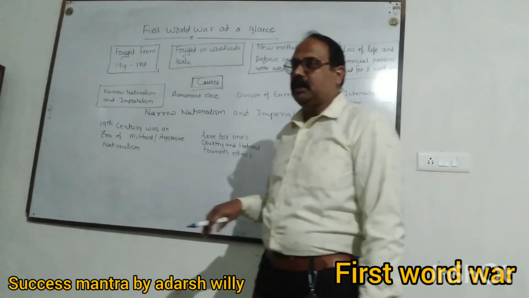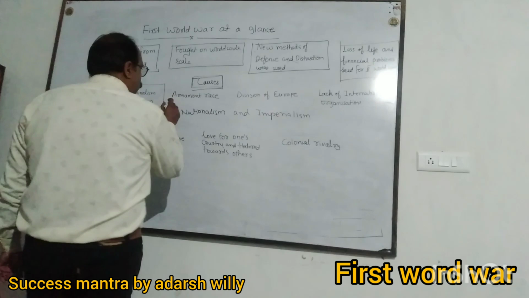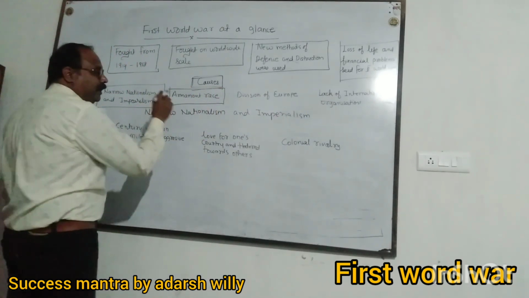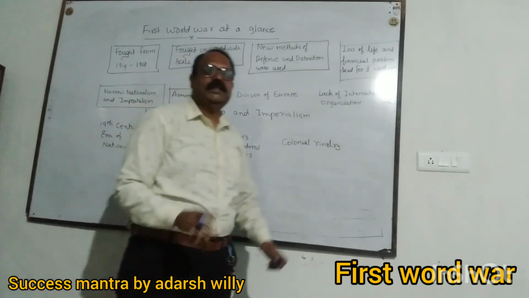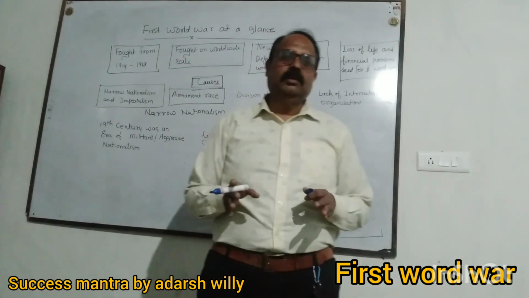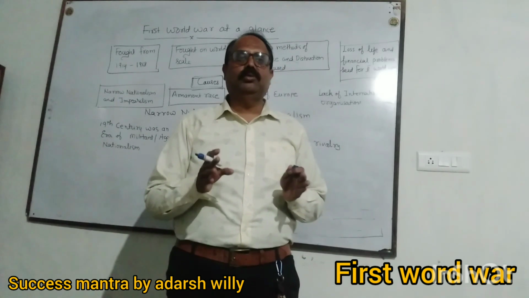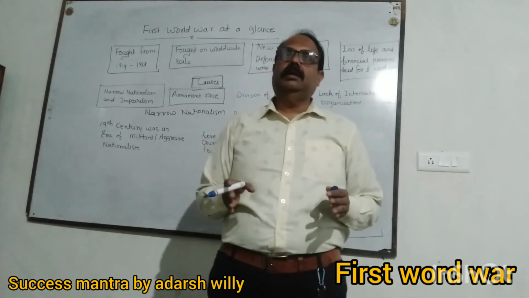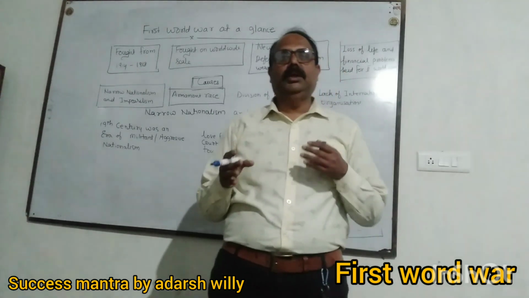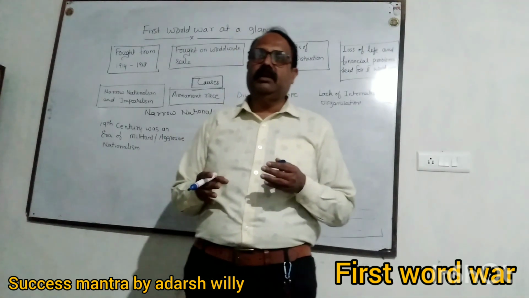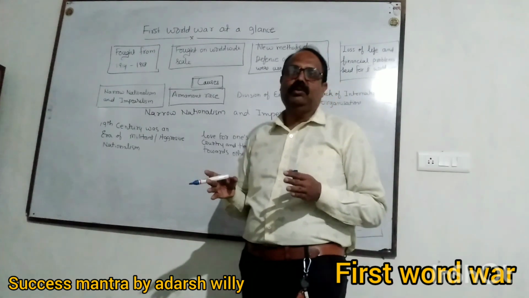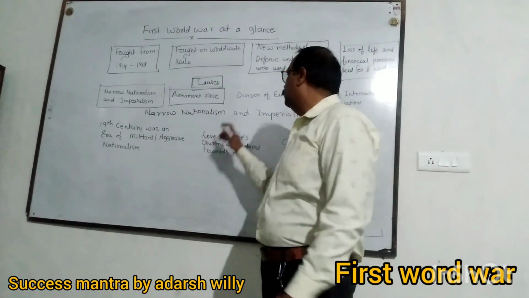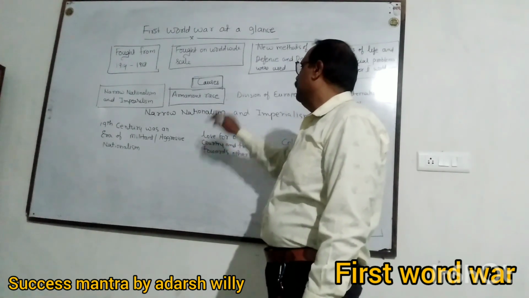Now the second thing we see over here is known as armament. Armament means the race to develop new arms, not only to develop new arms but also being eager to use them. So every country was developing new arms and ammunition, and they were trying to take revenge on the other country. So that is known as the armament race.